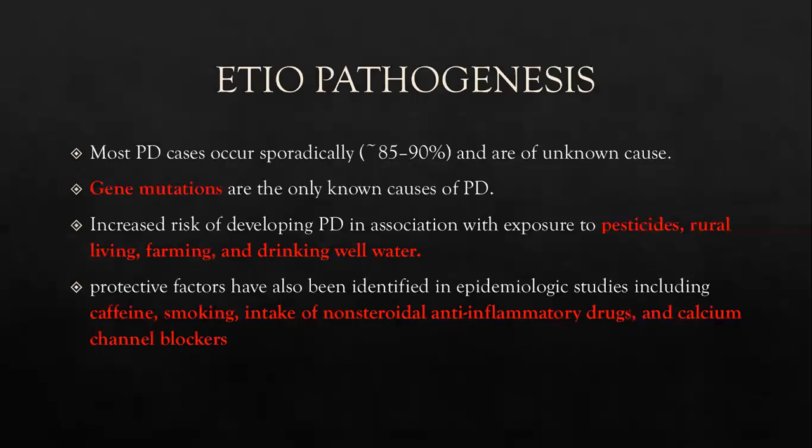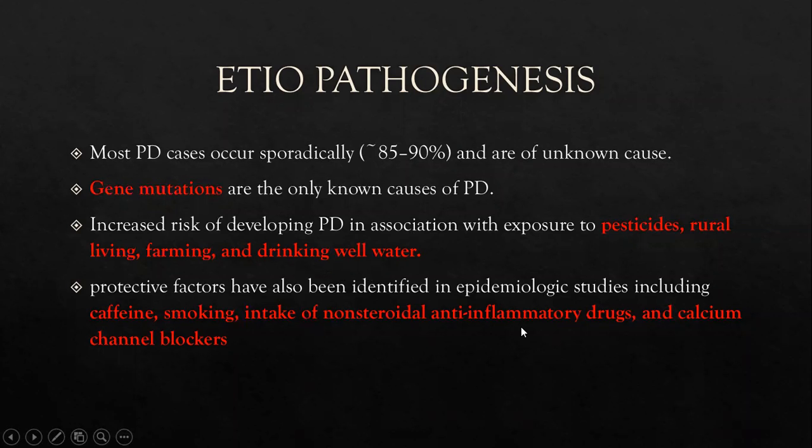So coming to etiopathogenesis, most Parkinson's disease cases occur sporadically and they're of unknown causes. Only gene mutations have been known to have a direct relation with Parkinson's disease. Increased risk of developing PD in association with exposure to pesticides, rural living, farming, and drinking well water has been well studied. There are also certain protective factors in Parkinson's, like caffeine drinking, smoking, intake of NSAIDs, and calcium channel blockers.